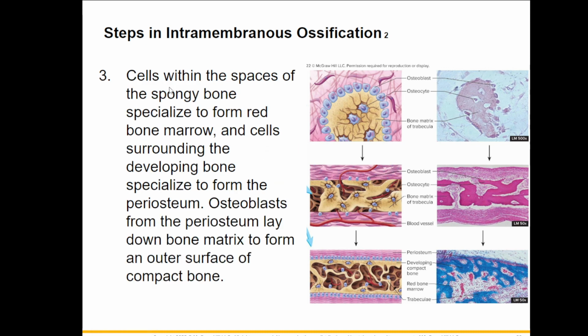Lastly, the cells within the spaces of the spongy bone will become your red bone marrow and will also produce your blood cells. While the osteoblasts outside, they form the periosteum by laying down bone matrix on the outer surface of the compact bone. So that is how your intramembranous ossification happens.